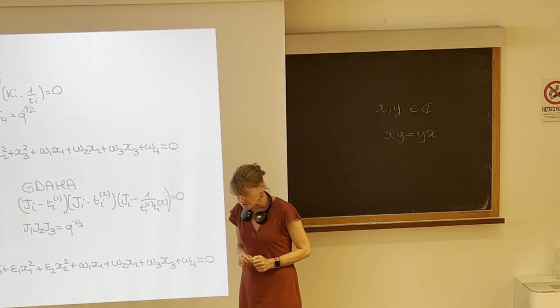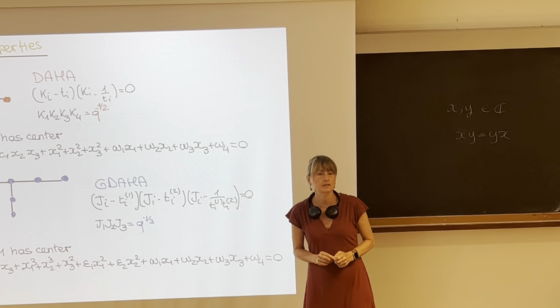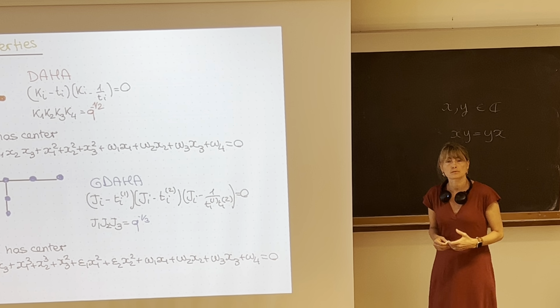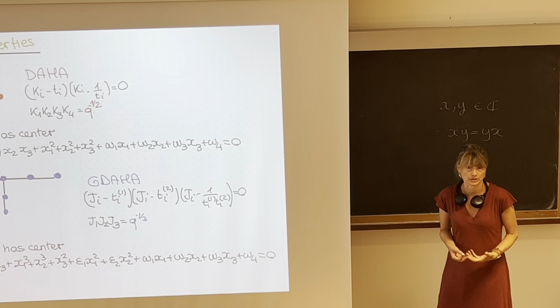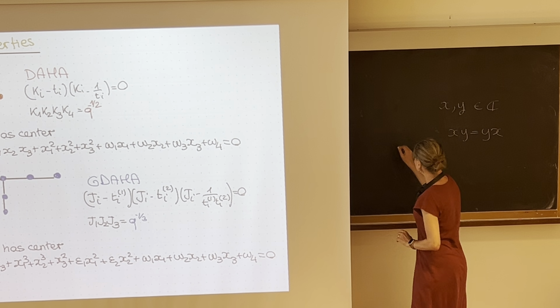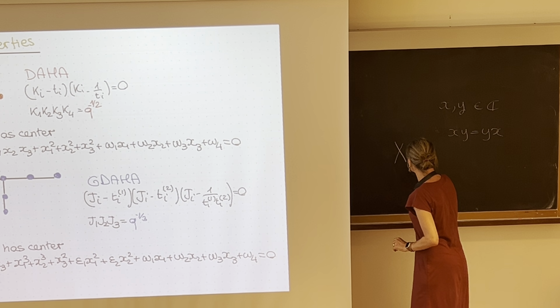It's the limit as Q goes to 1 of certain elements in the algebra. And these elements, when Q goes to 1, become central. So quantistically, I will show you now a formula. So quantistically, you will have some elements in each of these algebras. So let me take this D4.